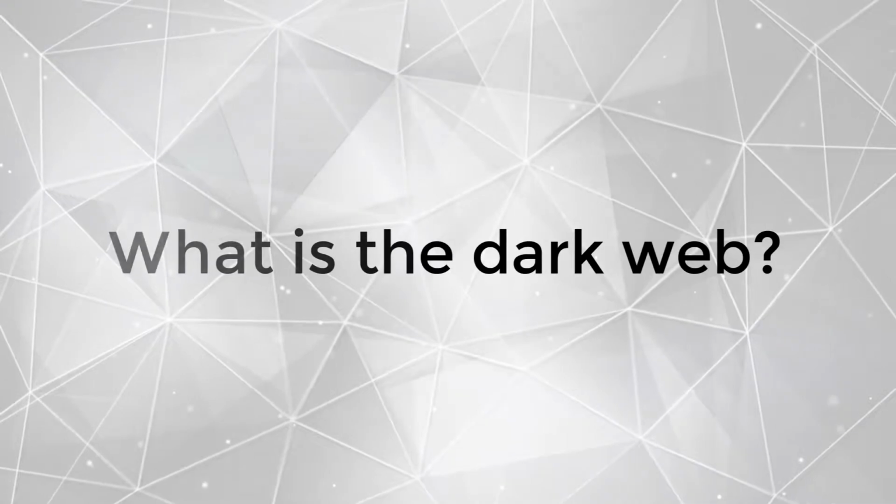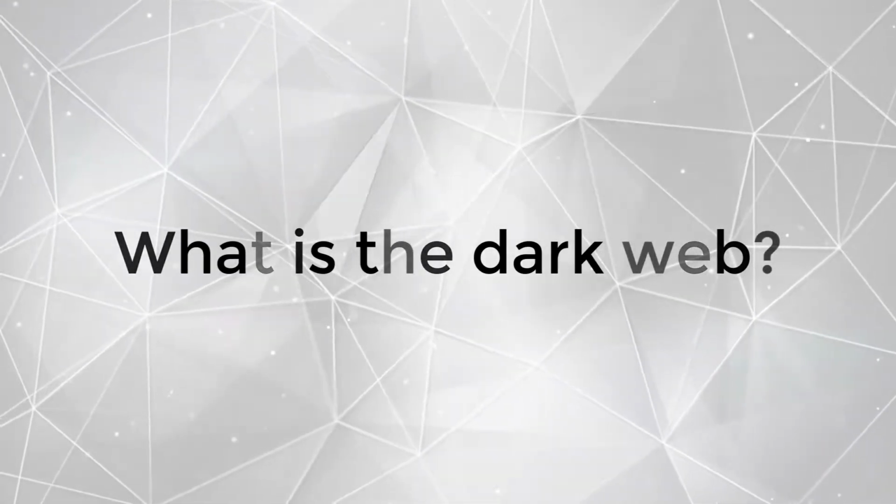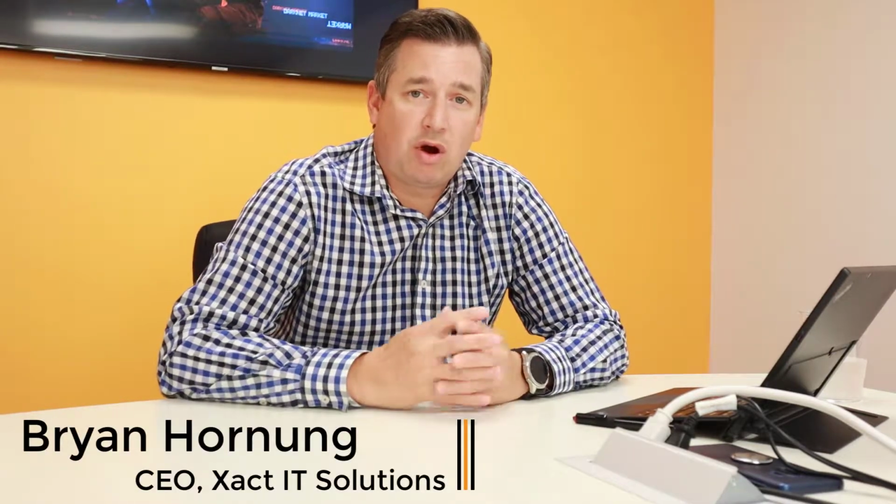What is the dark web? Dark web, otherwise known as a Tor browser, is the type of browser that you use to access the dark web. What the Tor browser is supposed to do is wrap that information and encrypt it all different ways, so the people who run the servers and all that stuff on the dark web can't figure out who you are as the individual.